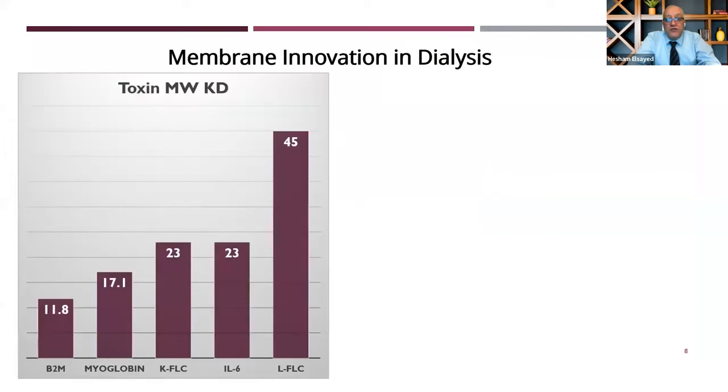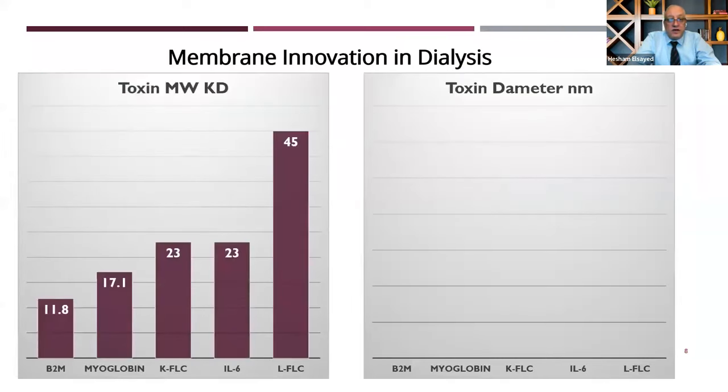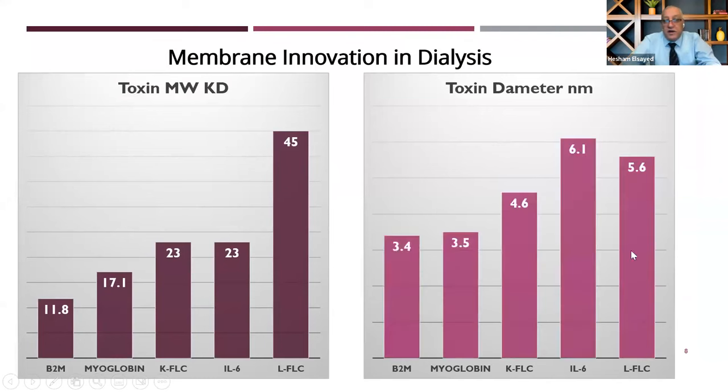So membrane innovation in dialysis will focus on some of the uremic toxins according to the molecular weight on the left. We have just 11,000 for beta 2 microglobulin, but going up to 45,000 for other molecules, and the nano diameter is increasing. So we need a more permeable dialysis membrane to fit the removal of such big molecules.